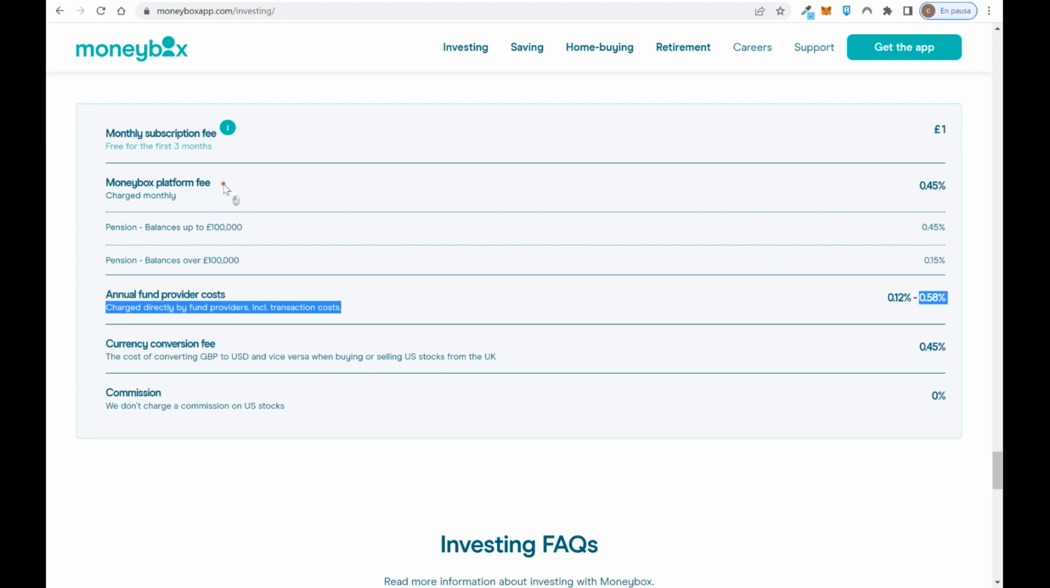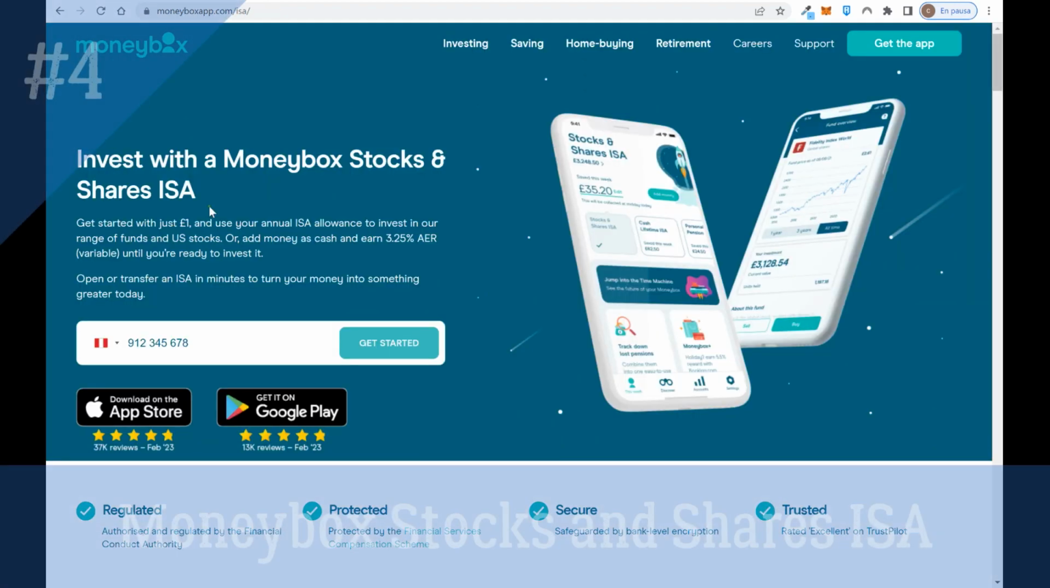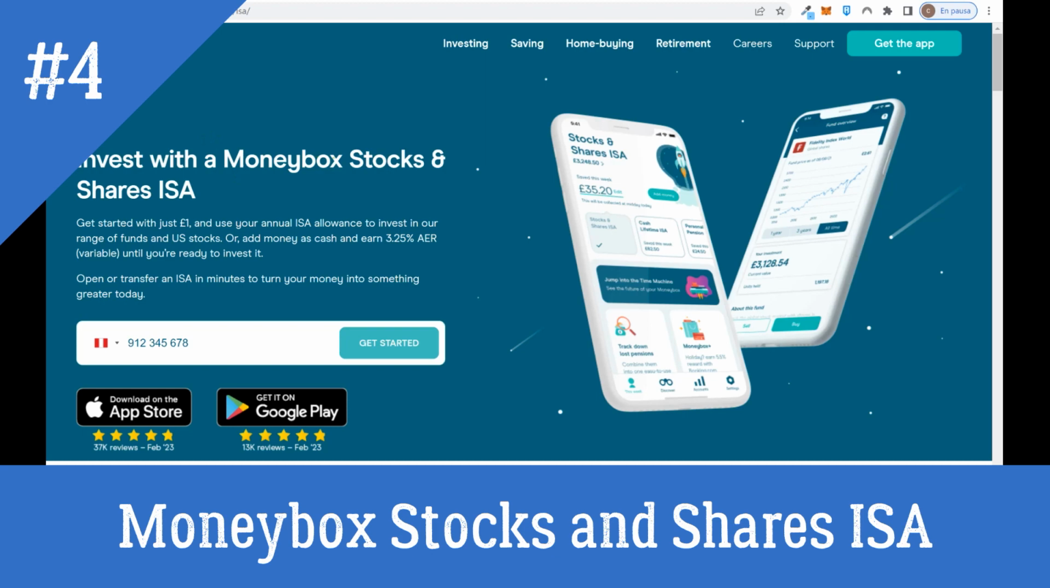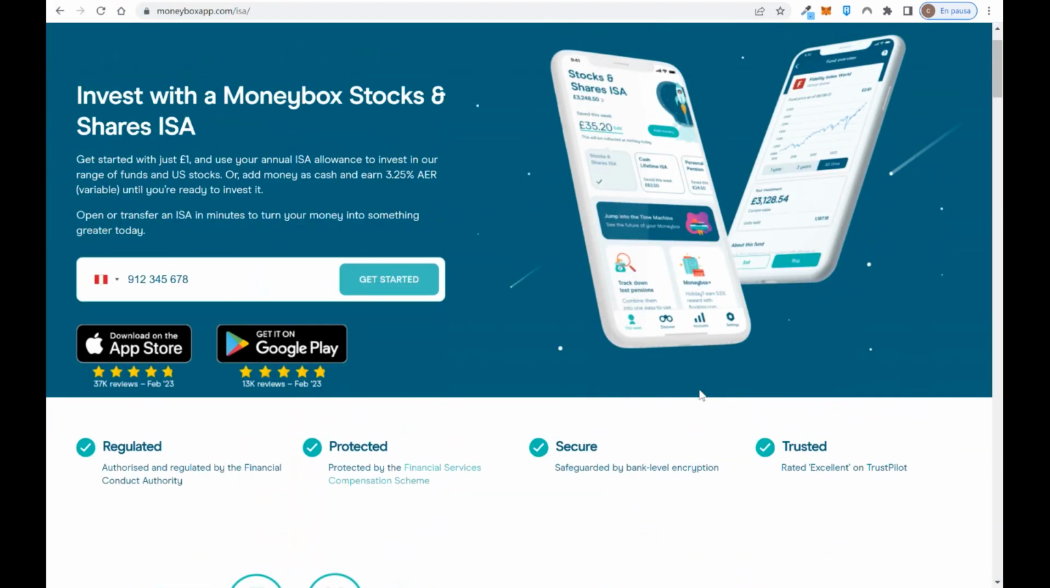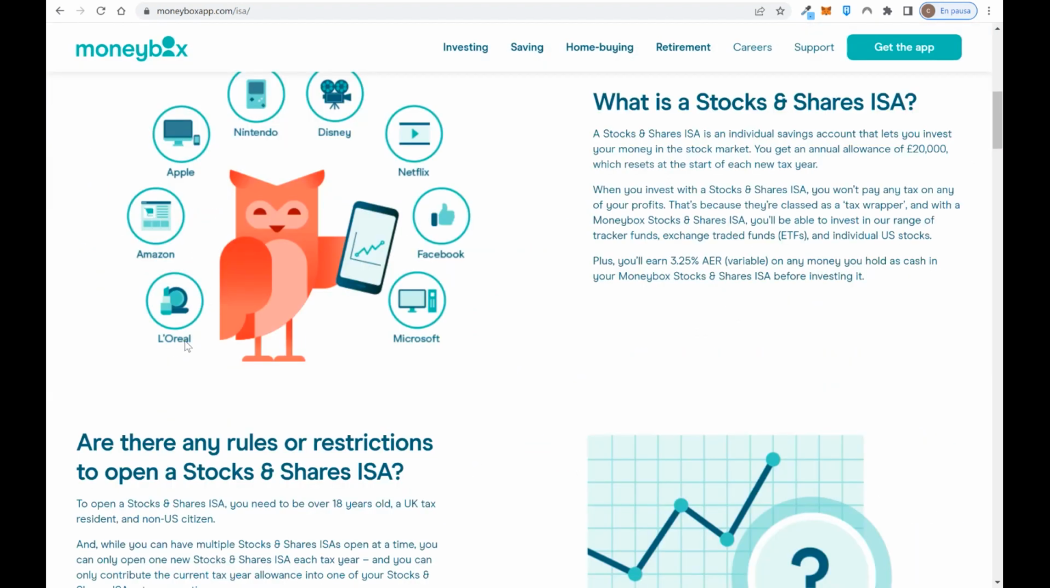So this is the fee that this company charges you, and this is the fee that the fund provider charges you. If you decide to open what is called a Moneybox Stocks and Shares ISA account, you are going to be able to invest into stocks or funds. For example, you can invest in Amazon, Apple, Nintendo, Disney, Netflix, Facebook, Microsoft, and more.